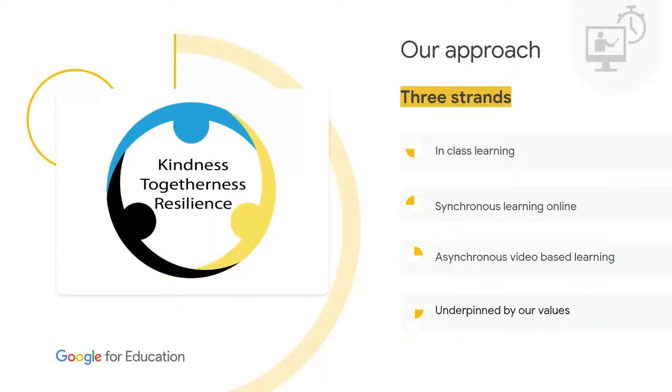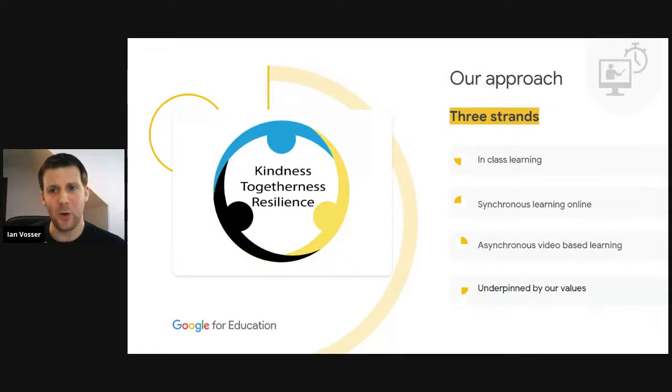Okay, so we very much see our blended learning model as having three very distinct strands, and I'll give you a little overview about each of those three strands. So we need to focus initially on the in-class learning. When we're looking at in-class learning, we want to make sure that the interactions there are really high quality, and we need to make sure that those interactions are helping to prepare and support learners for when they're accessing the other two strands. So we've got a synchronous learning online strand there as well.